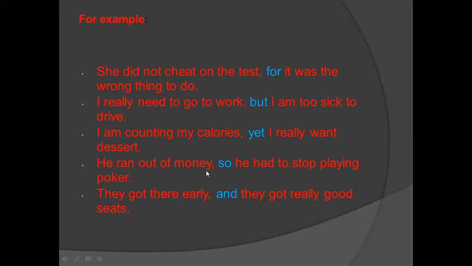He ran out of money, so he had to stop playing poker. So is the coordinator here. They got there early, and they got really good seats. So and is another coordinator. So in a compound sentence, you will frequently find these types of coordinators.